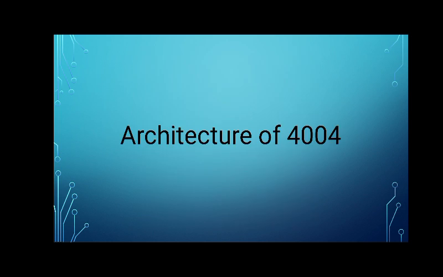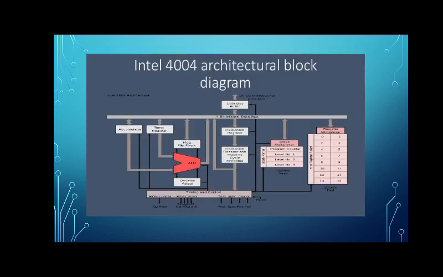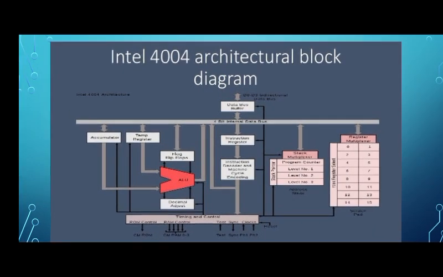Next, we have the architecture of 4004. As you can see, there is an internal data bus which is 4 bits in size. The difference between modern day microprocessors and the 4004 is the data bus size. One of the fastest microprocessors was the Intel 8085, which had an 8-bit data bus. Compared to a 4-bit data bus, the 8-bit data bus was much faster, and it had a 16-bit address line.